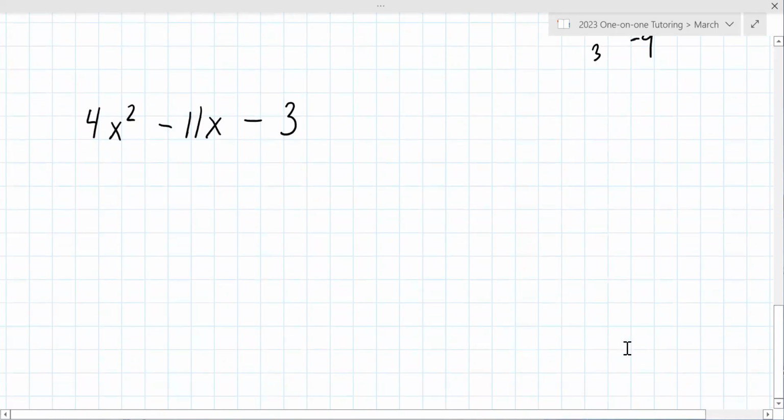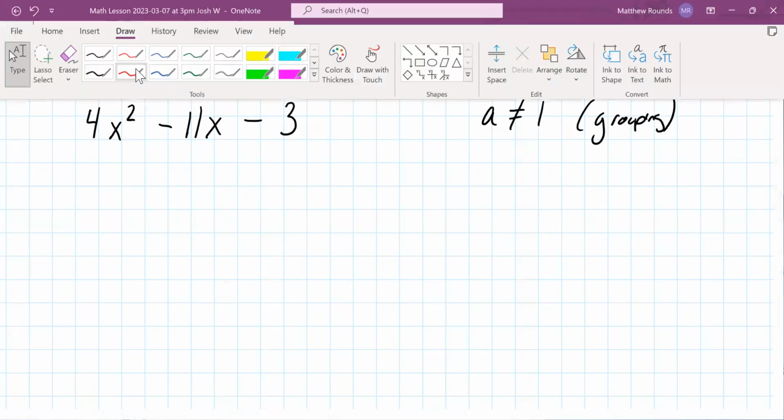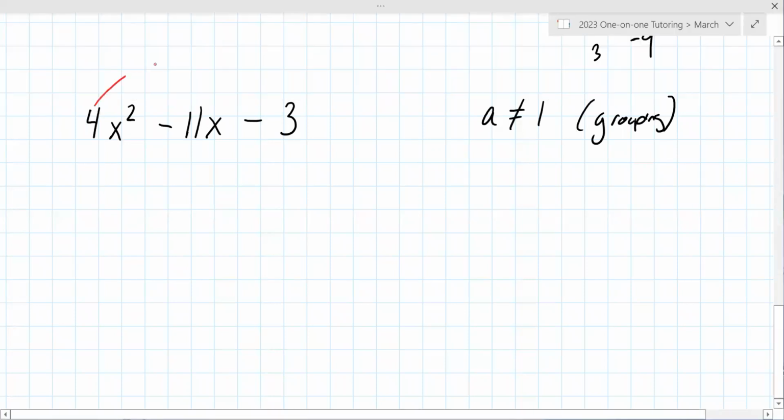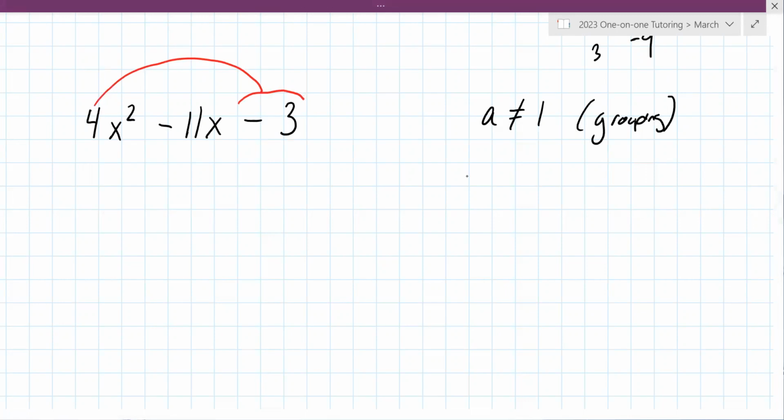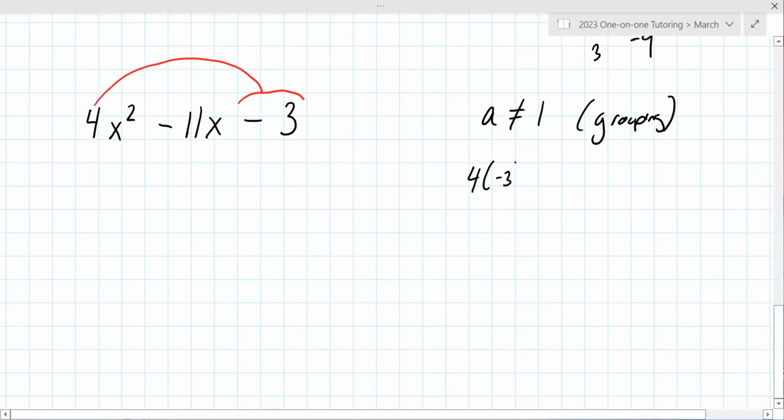So this is the a not equal to 1, and this is a grouping problem. I know that because the first number in front of x squared is not 1, it's a 4, and the 4 doesn't factor out, it's not a GCF. So this one's different. I don't know if we've done this one yet. You start by taking the 4 and multiplying it by the minus 3. So you come off to the right here, 4 times -3, that's -12.